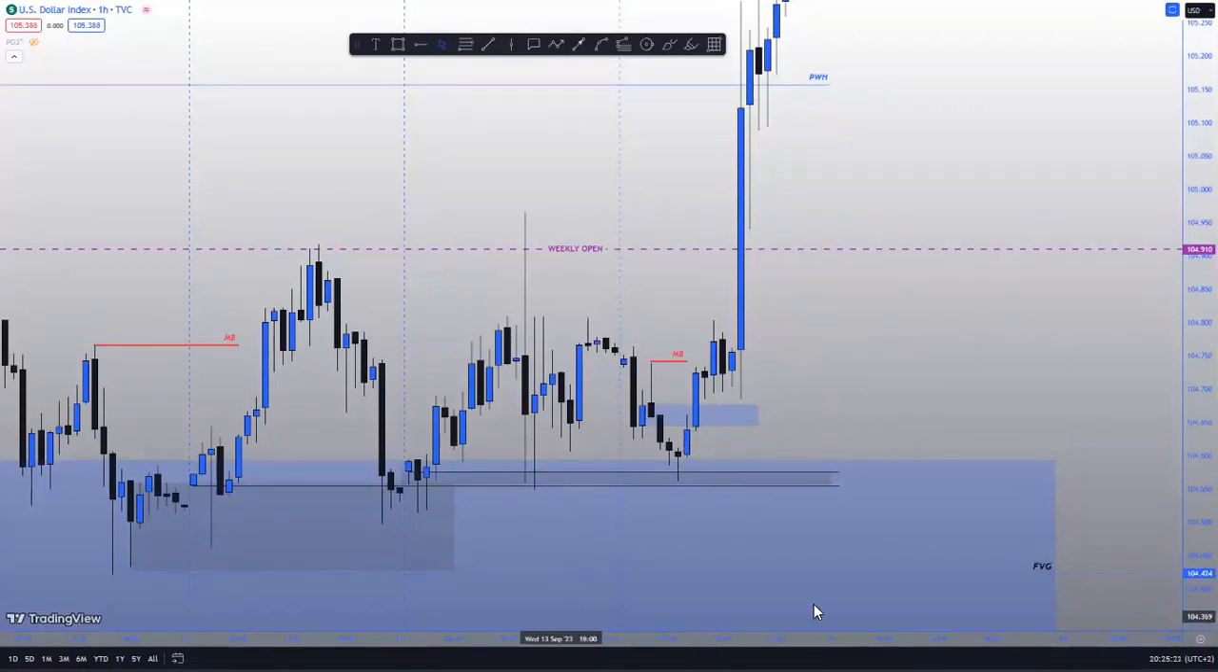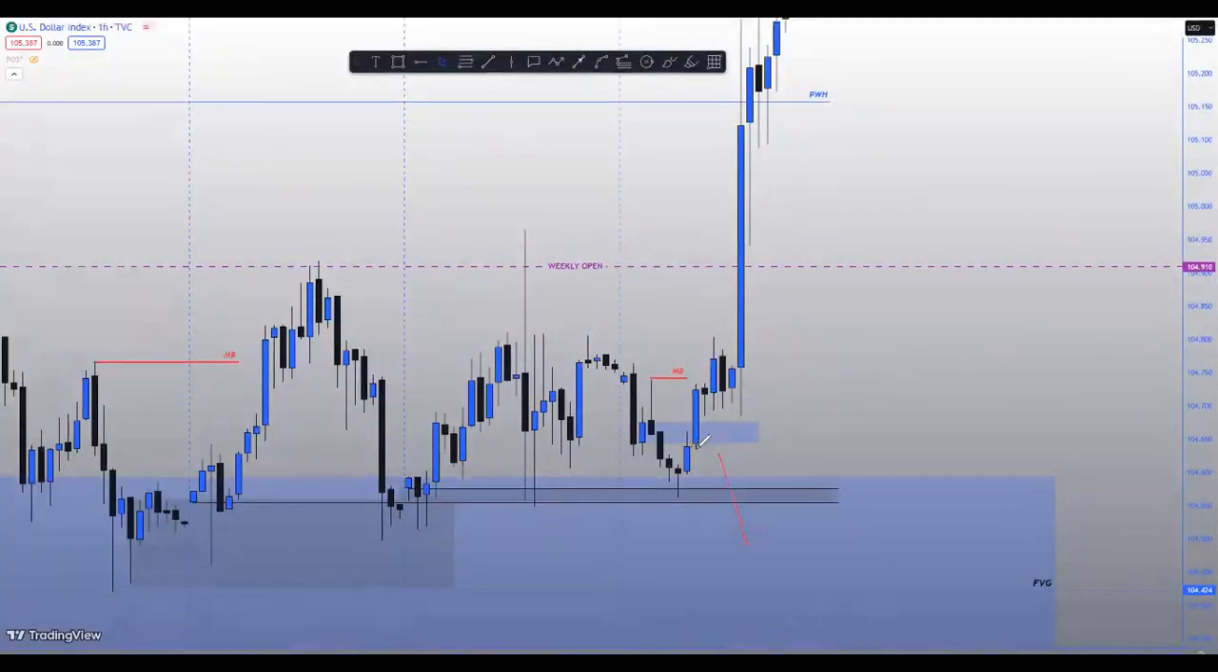So let me just take a pencil. We wanted to see price rejecting this level, going to the downside, showing that this is a key level on the 1 hour time frame, right? So unfortunately, that didn't happen.